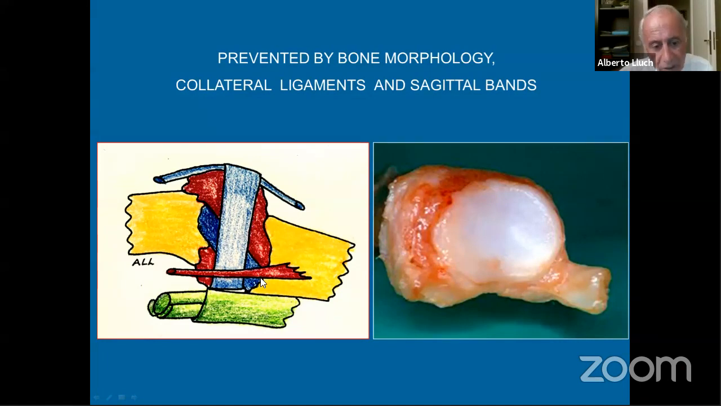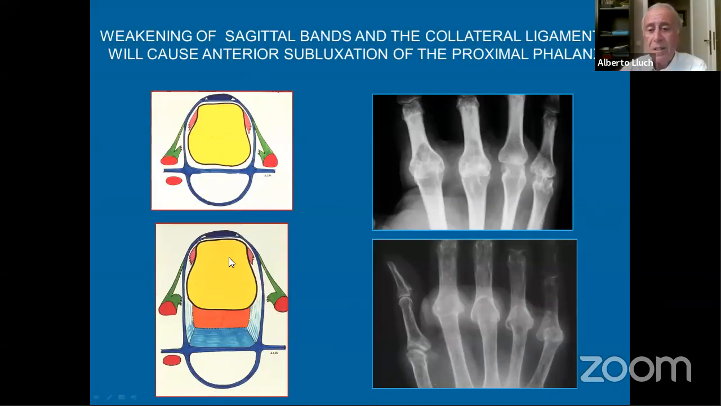They will elongate the collateral ligaments, and some stability is also provided by bone morphology, because it's a concavity and a convexity. But as you can see, the collateral ligament inserts in the most anterior part of the proximal phalanx, precisely to prevent anterior dislocation, subluxation from the pull of the flexor tendons. And this is what happens in rheumatoid arthritis. This is the drawing that we have seen before, normal anatomy. And this is what happened.